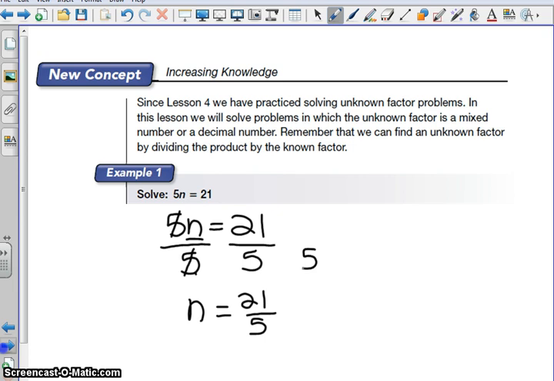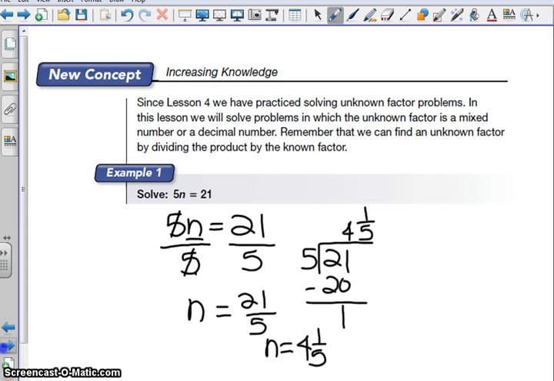We will divide 5 into 21. 5 goes into 21 4 times, giving us a remainder of 1. So our answer, N equals 4 and 1/5.